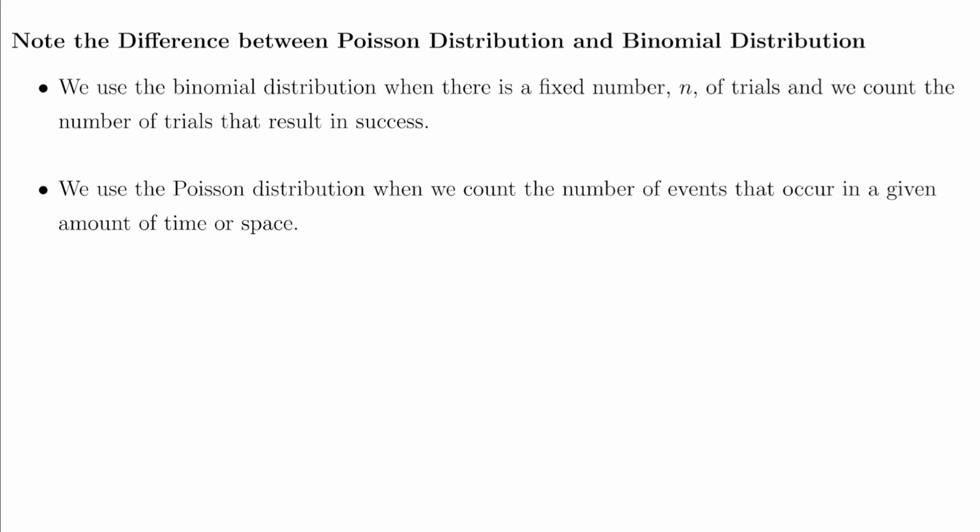Now here we're going to quickly go over the differences between Poisson and binomial. When we use binomial distribution, there's going to be a fixed number n of trials, and we count the number of trials that result in success. When we use the Poisson distribution, we count the number of events that occur in a given amount of time or space. Let's get to some of our examples and see how we can use this Poisson distribution.